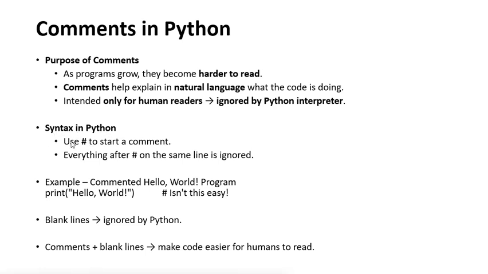Syntax in Python: use a hashtag to start a comment. Everything after the hashtag on the same line is ignored. If I write a hashtag, for example, "this is a program", whatever I write after this hashtag is ignored by the Python interpreter. It is made only for human purposes, to make it easy for you to understand. Got it? This is a program. This is a comment line in Python.